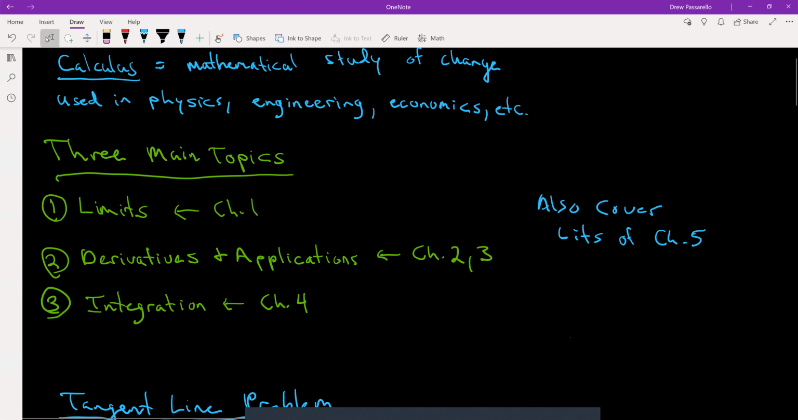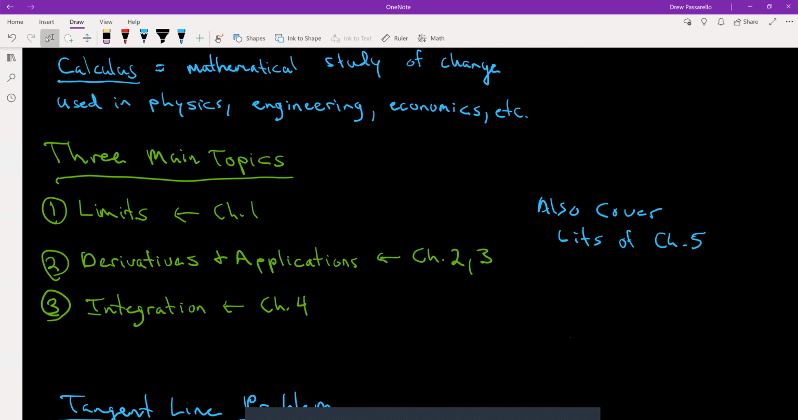And again, the overview is limits first, chapter 1, derivatives and its applications are in chapters 2 and 3, integrations chapter 4, and then we'll also cover bits of chapter 5. All right, and this is pretty much an introduction of the course, a broad overview.